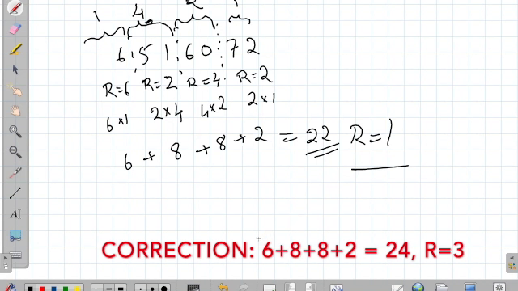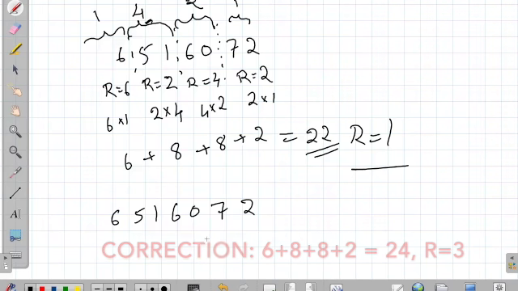Sir, your initial method, of multiplying the last digit by 2 and subtracting it from the remaining number, if we were to apply that to this number, 6516072, it will require a lot more operations. But probably there are simpler operations for students to do.